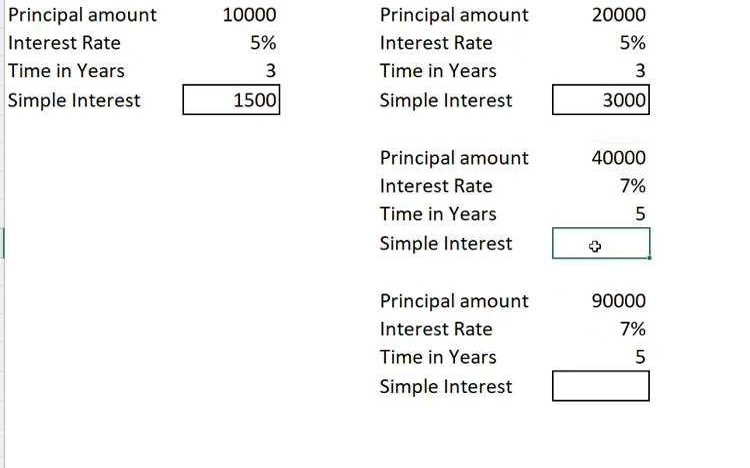We will solve another one: equal to principal amount, multiply by interest rate, multiply by time in years, press enter. The last and the fourth one, again we will repeat: equal to principal amount, multiply by interest rate, multiply by number of years, press enter. So this is how we calculate simple interest using the Excel functions.